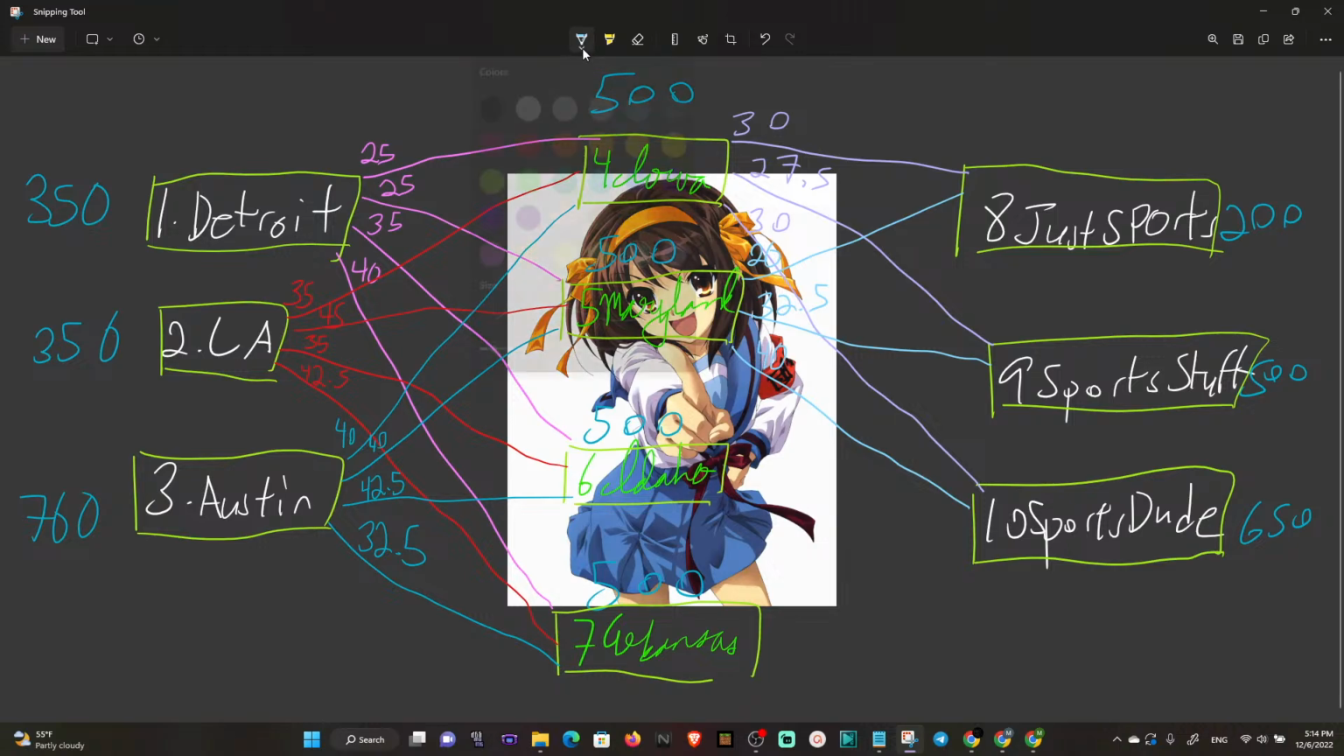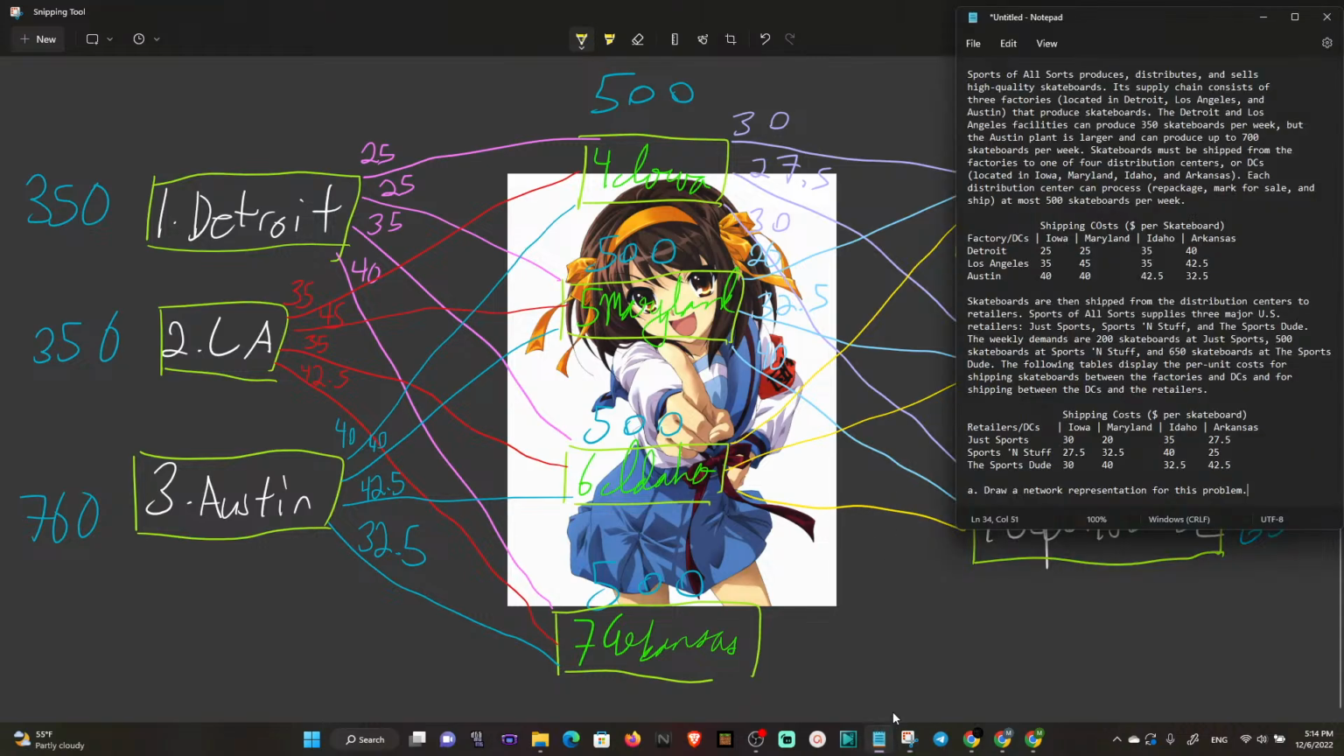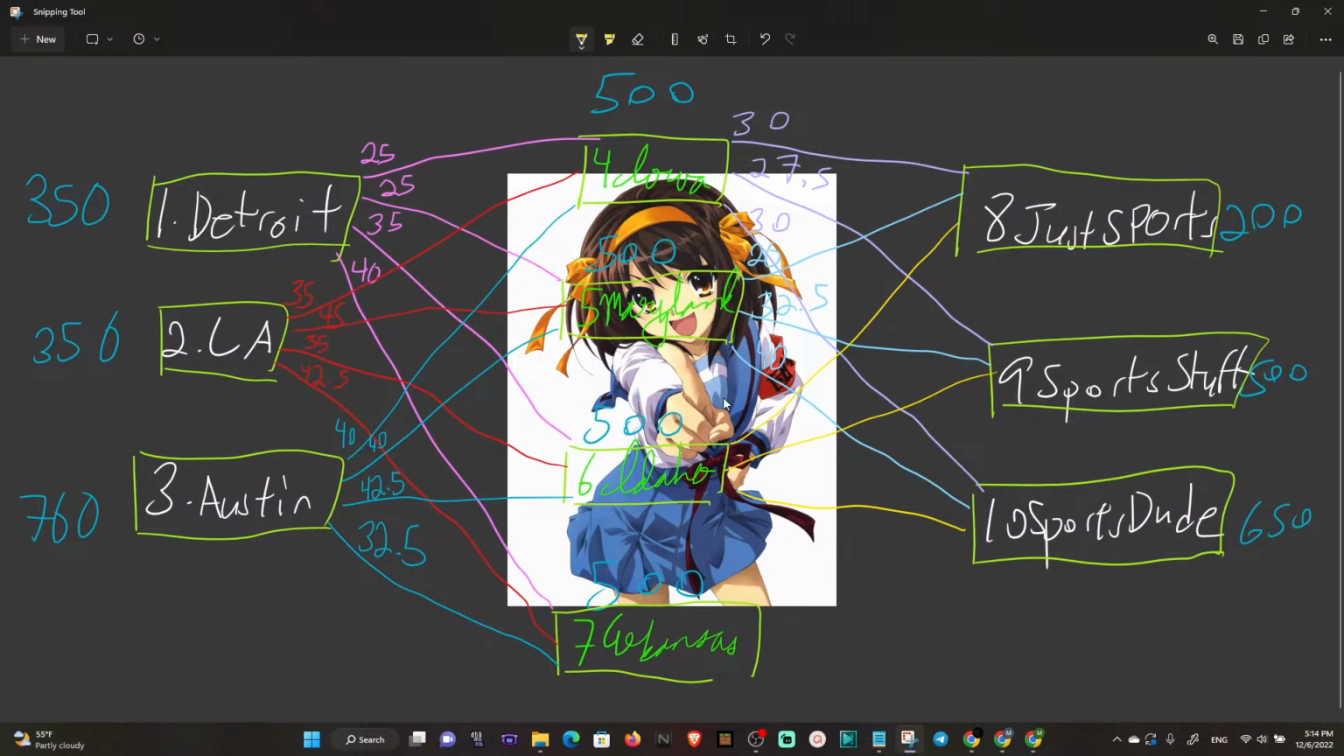And then up next, we're going to use bright yellow for Idaho. So it'll go to just sport. It'll go to sports stuff. And it'll go to sports dude. And those numbers are 35, 40, and 32.5. 35, 40, and 32.5.